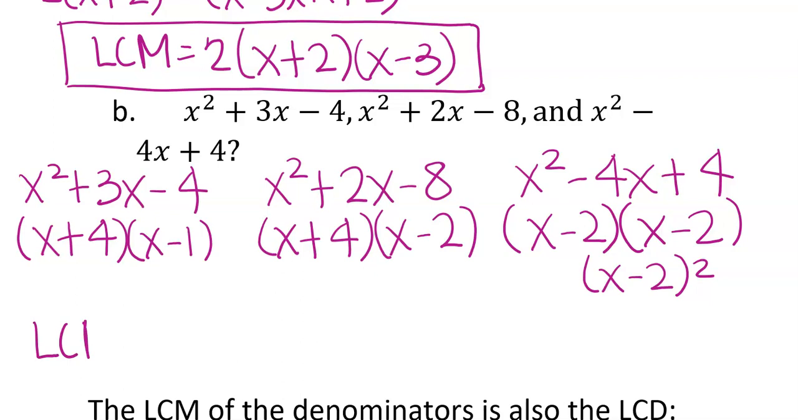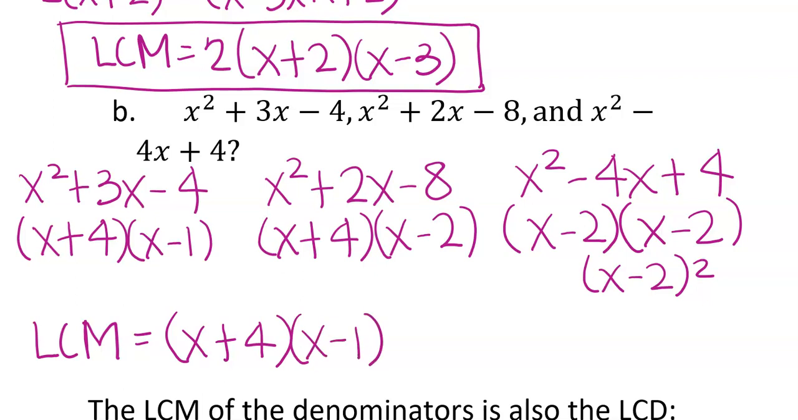My least common multiple is going to be, if we scan through them, we have an x plus 4, an x plus 4, and then nothing. So I'm going to choose one of those. We have an x minus 1 only in one of the terms. We need one of those. We already did x plus 4, so I'm moving on to the x minus 2.